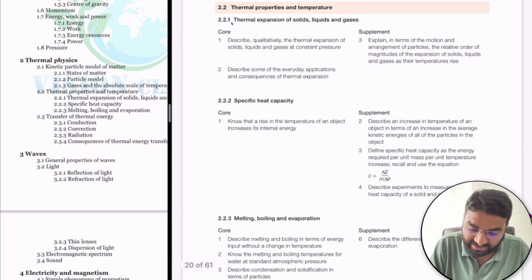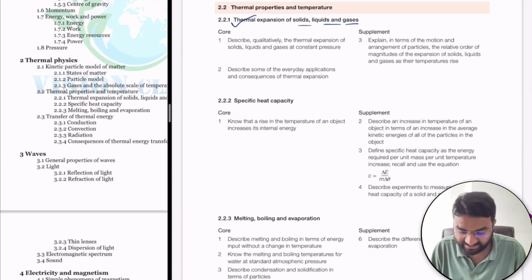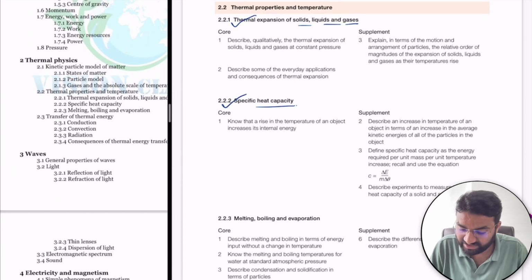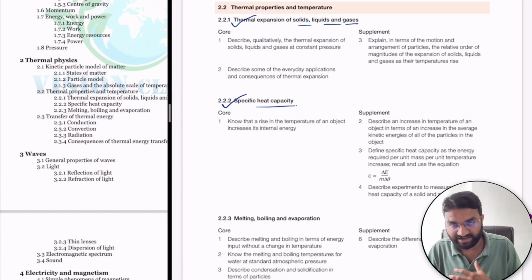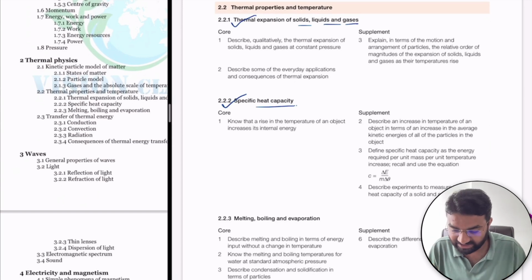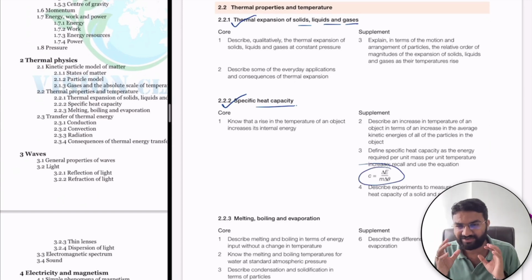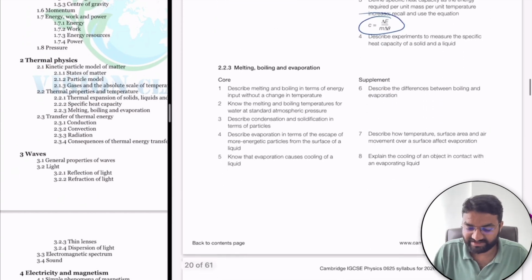Then thermal heat capacity of solids, liquids, gases. Then specific heat capacity and the concepts relating to it, more in depth, are for extended students. Even numericals related to specific heat capacity are for extended students. For core students, you just have to understand what specific heat capacity is: the amount of heat required to raise 1 kg of mass by 1 degree Celsius. That's it. All right.